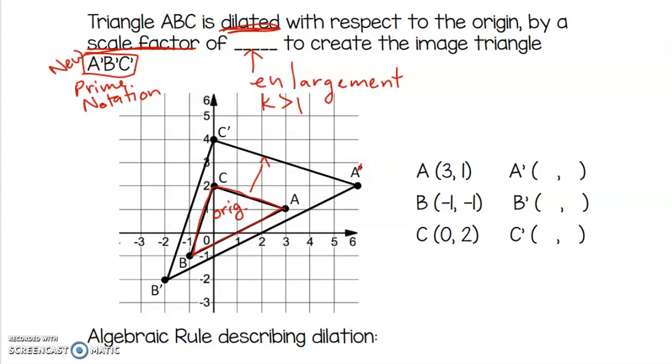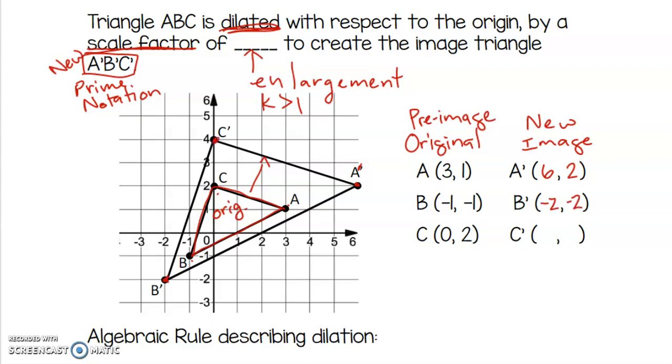Okay, and let's prove this mathematically. So we have the original coordinates, or the pre-image, right? Pre-image means original. And I love graphs because it's super visual. I can see right there. I can already make the list of the new coordinates for our image just by going and reading them, right? So I'm at 6, 2 for A prime. I'm at -2, -2 for B prime.